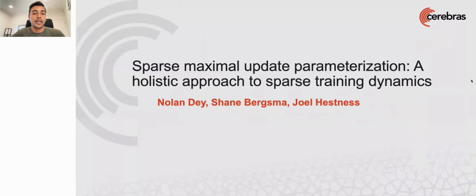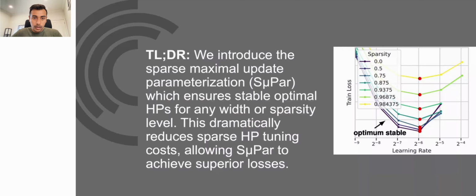Today, I'd like to present the Sparse maximal update parameterization, a holistic approach to sparse training dynamics. The TLDR is we introduce the Sparse maximal update parameterization, or SuPar, which enables stable optimal hyperparameters for any model width or sparsity level. This dramatically reduces the sparse hyperparameter tuning costs and allows SuPar to achieve superior losses, especially at scale.